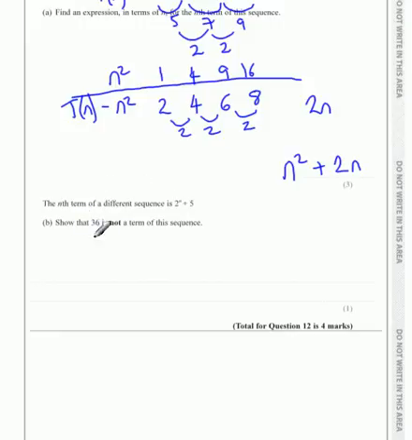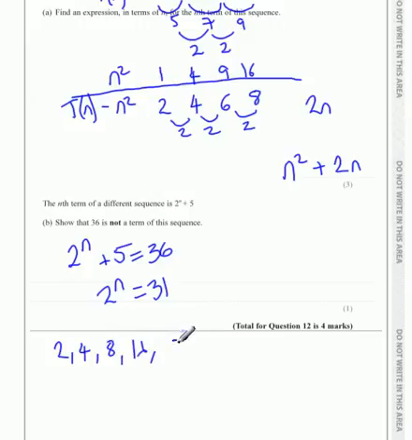For a different sequence, we have 2 to the power of n plus 5. We want to show that 36 is not a term for this. So we make 2 to the n plus 5 equals 36. That means 2 to the n equals 31. Now this cannot give us an answer for n because 2 to the power of n follows the sequence 2, 4, 8, 16, 32. The powers of 2 are never going to equal 31. So n will not be a whole number.